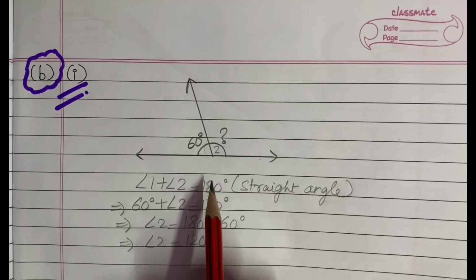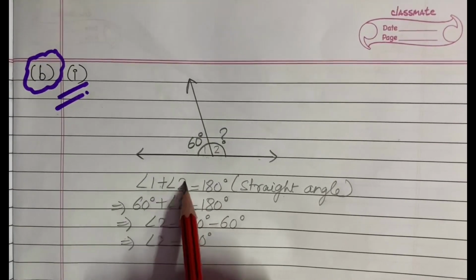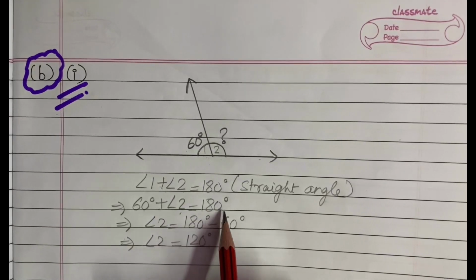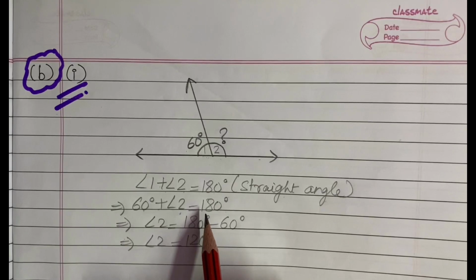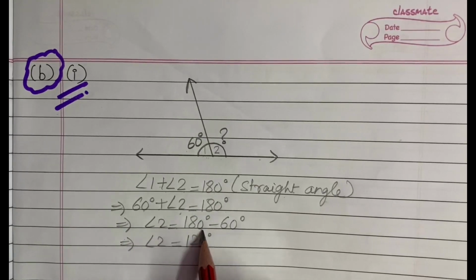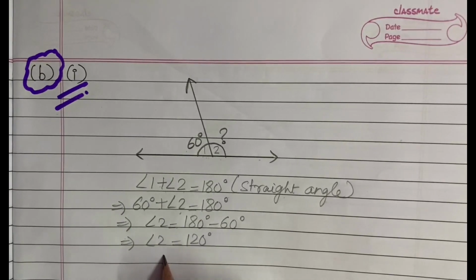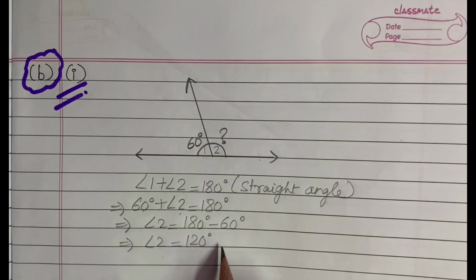Now put the value here. The value of angle 1 is 60 degree plus, as it is, angle 2, we don't know, so write angle 2 as it is, equals to 180 degree. This 60 degree is positive here. On shifting it will be subtracted. So angle 2 is equals to 180 degree minus 60 degree, and on solving it we will get angle 2 as 120 degree. Hopefully it is clear to you.